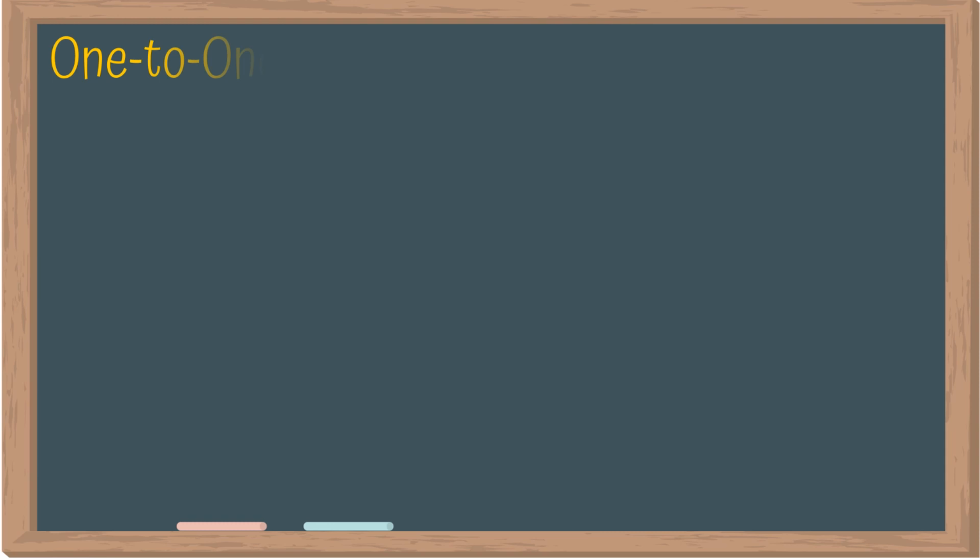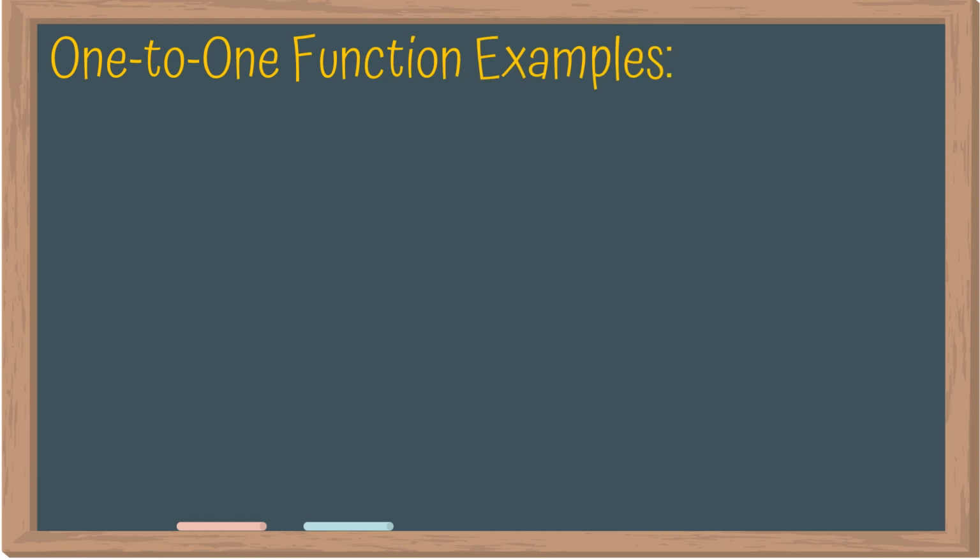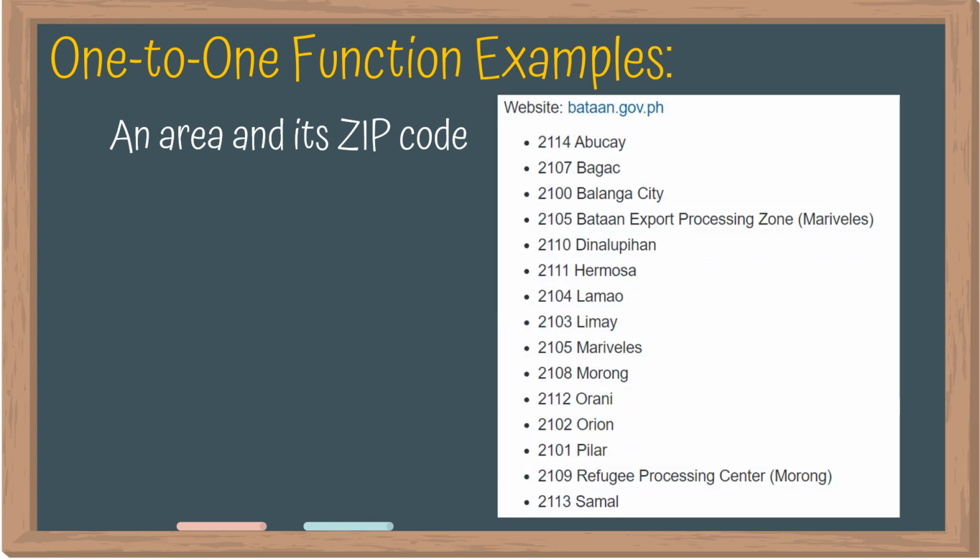Okay, so here are some real-life examples of one-to-one functions. First one, an area and its zip code. Like in the province of Bataan, when we say 2104, it only corresponds specifically to the area of Lamao. At the same time, a zip code of 2103 corresponds to Limay area only.